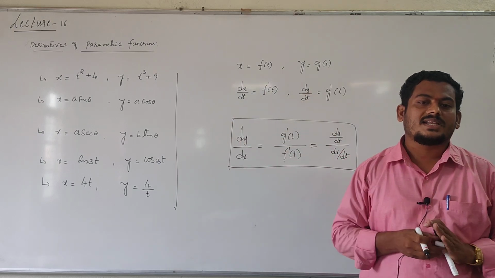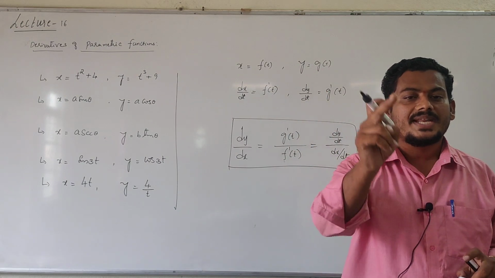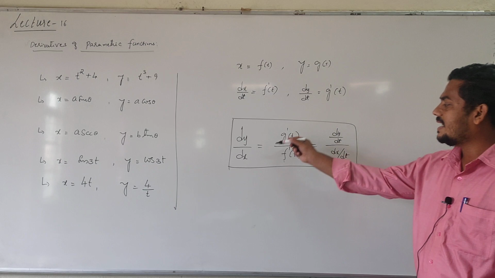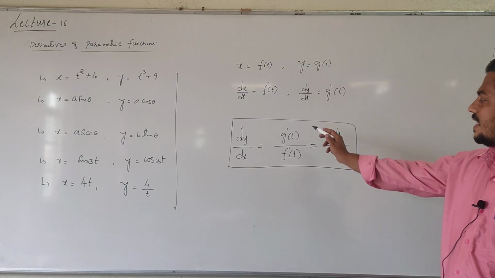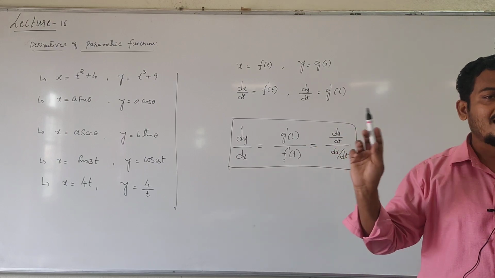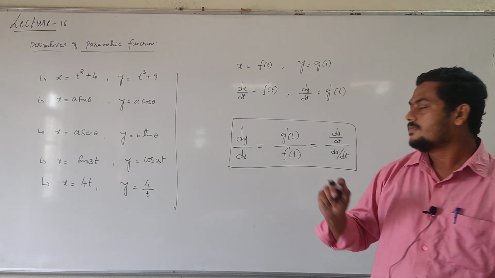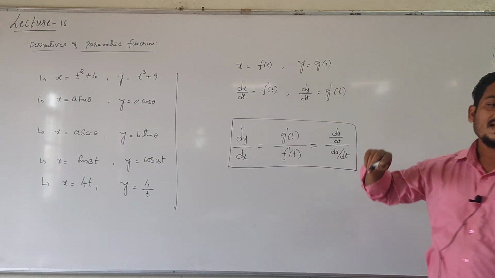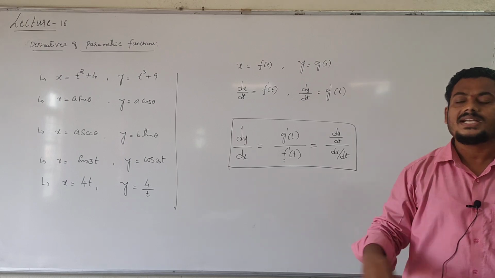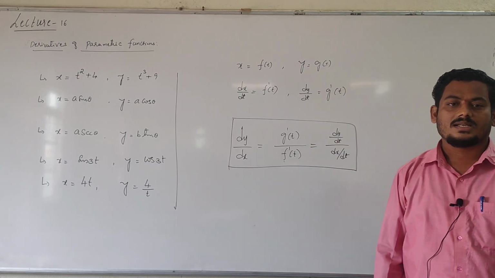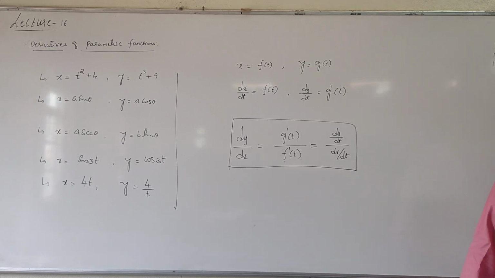Whenever parametric forms are given, parametric form means both x and y are given in terms of third variable t or theta. In such cases, dy by dx is nothing but derivative of second function with respect to either t or theta. That depends on given expression whether it is in terms of t or theta, right? Suppose given in terms of t, then g dash t divided by f dash t. Suppose given in terms of theta, then replace that t as theta only. Both are one and the same, theta and t. Or dy by dt divided by dx by dt.